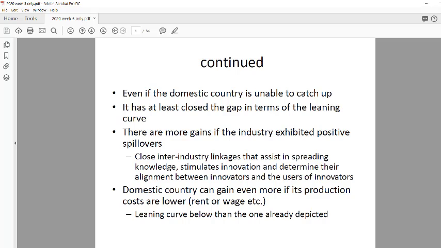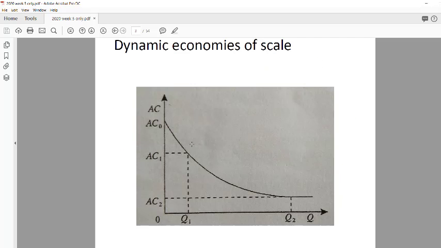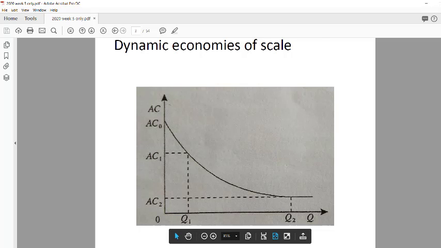So what that means in essence is that, according to the curve, your curve is lower. So it's below this curve. And it's going to allow you to catch up faster in that sense.